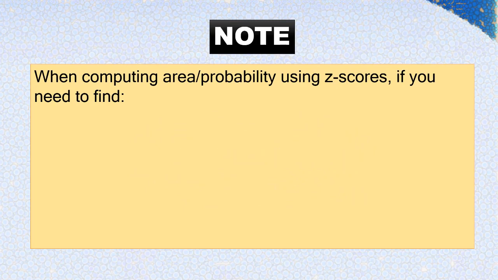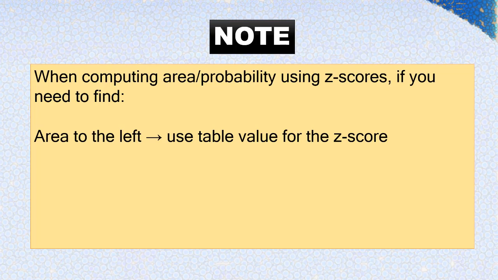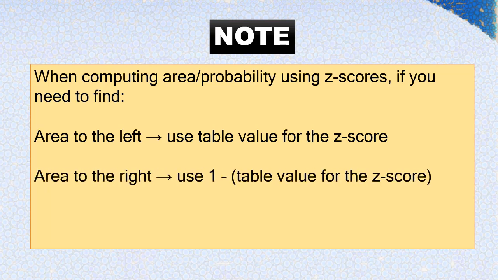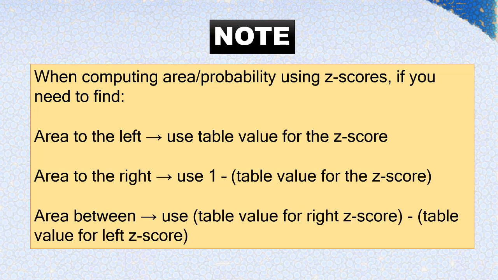So we've got a little note here. Basically, it's telling you how to compute the area, and therefore the probability, for different situations. When you're computing area or probability using z-scores, if you're trying to find area to the left, you use the table value for the z-score as that area. If you're trying to find area to the right, you do 1 minus the table value for that z-score. And if you're trying to find area between, you use the table value for the right z-score minus the table value for the left z-score. So it's right minus left when you're finding area between. Okay, so we've got a little practice problem.